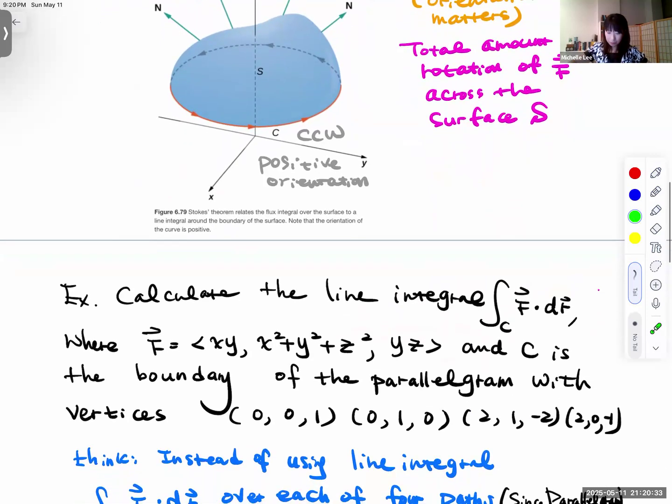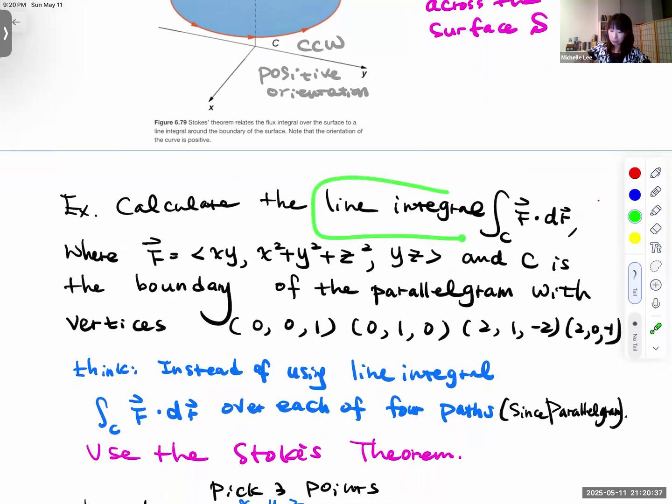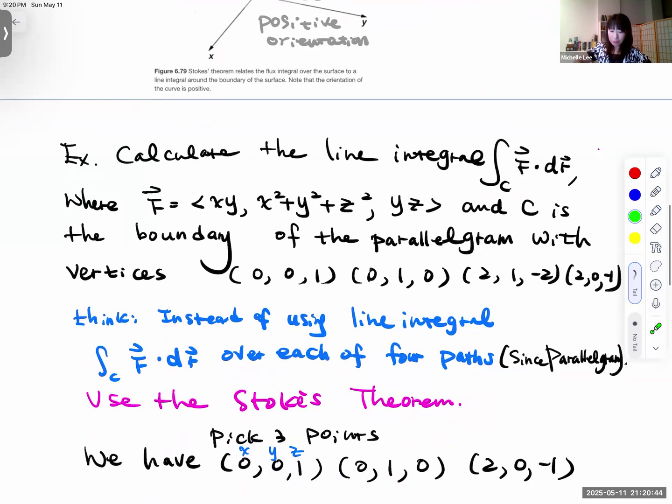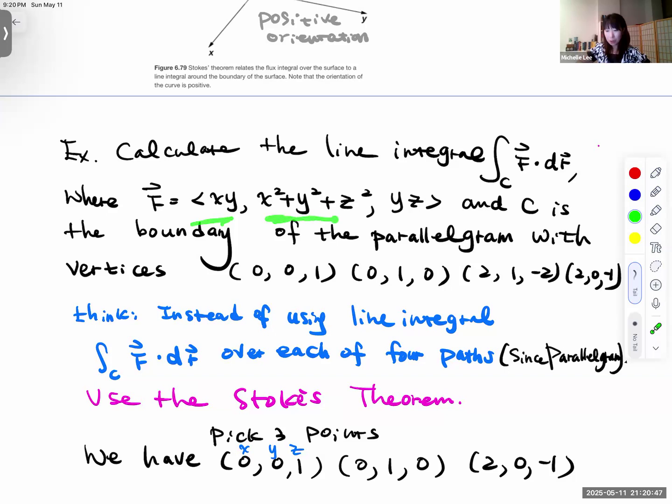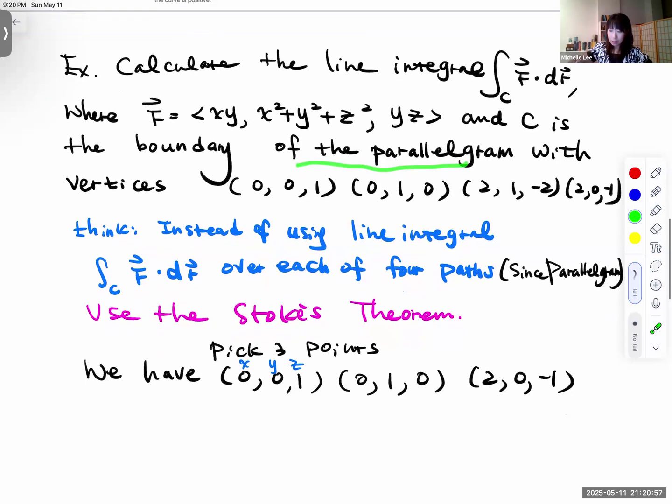Let's do this example. We want to calculate a line integral by using Stokes theorem. All right. So we have the vector field F = <xy, x squared + y squared + z squared, yz>, and C is the boundary of the parallelogram with vertices (0,0,1), (0,1,0), (2,1,-2), and (2,0,-1). If we were using the line integral, we would have to use the formula 4 times because the parallelogram has 4 paths, right? So it's better to use Stokes theorem.